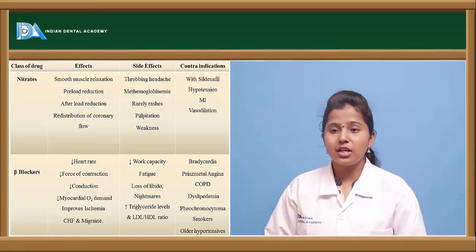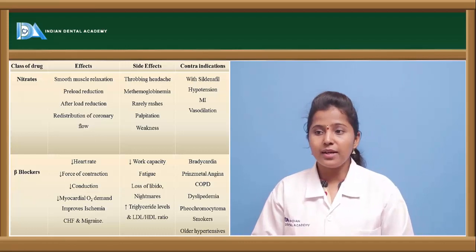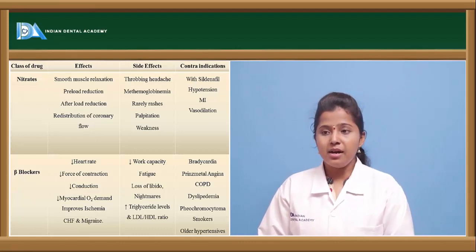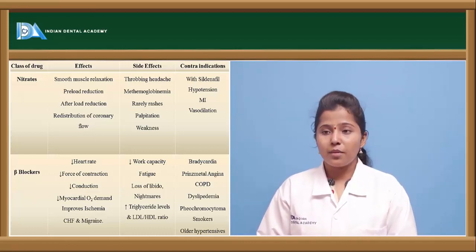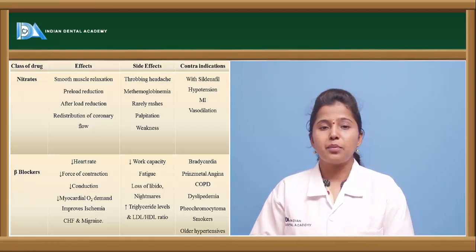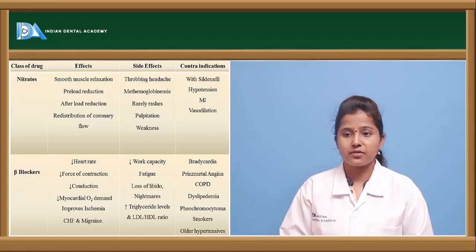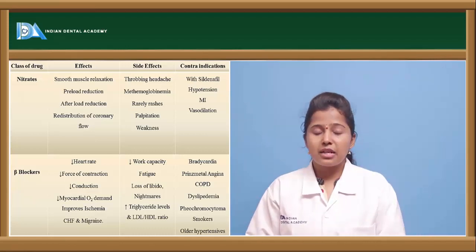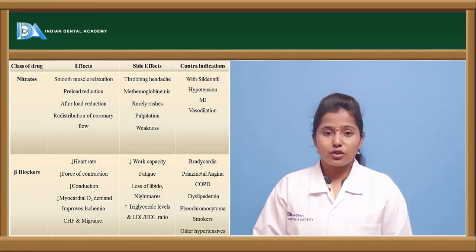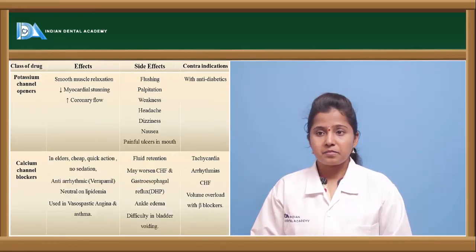In this condition, the beta blocking agent should not be given, and also in dyslipidemia, pheochromocytoma, smokers, and old hypertensives, that is, those who have already taken medication for hypertension. In these conditions, the beta blocking agents should be contraindicated.